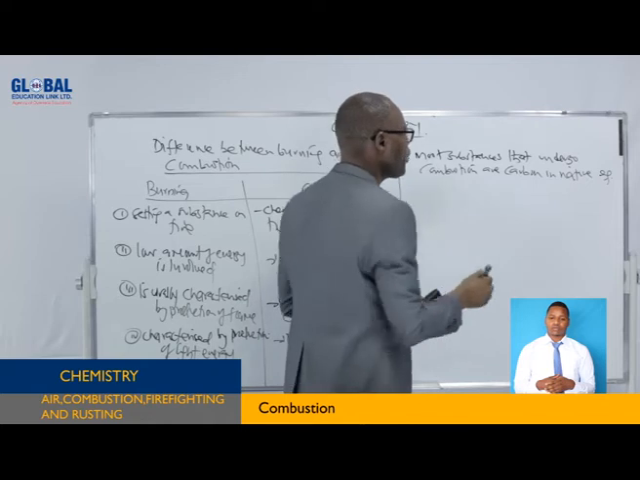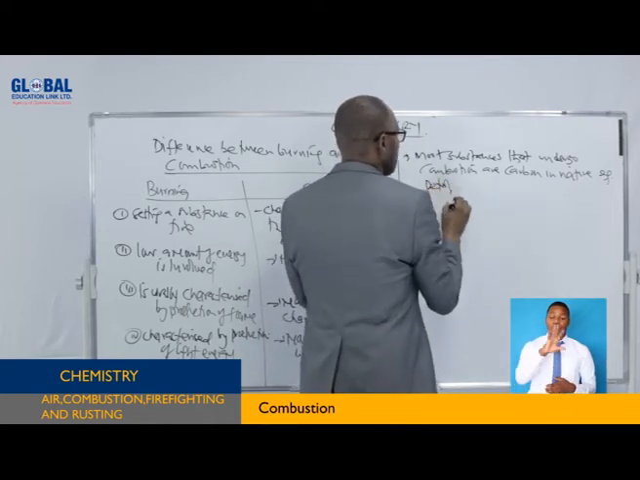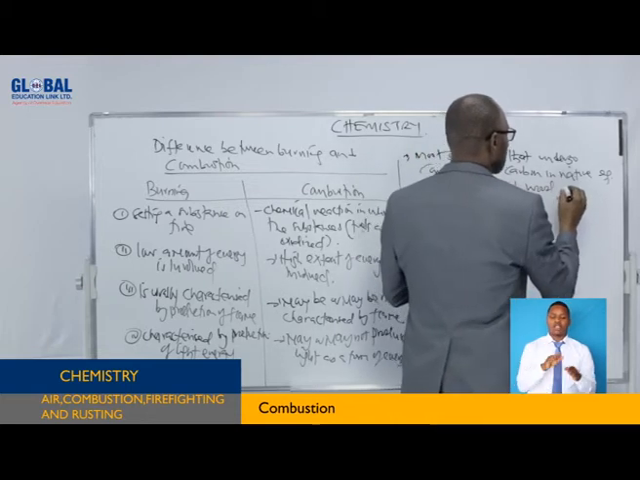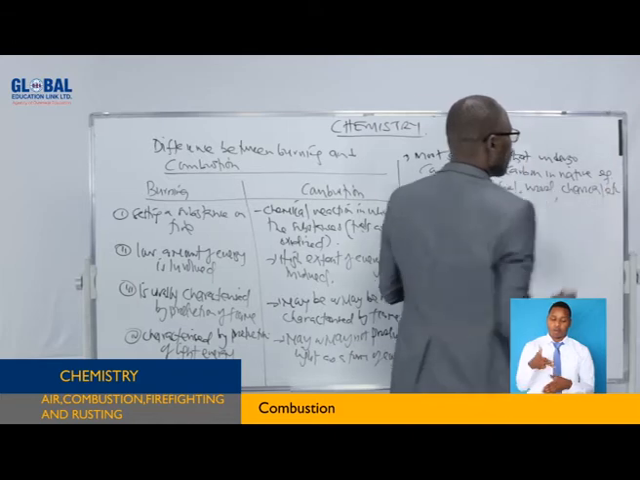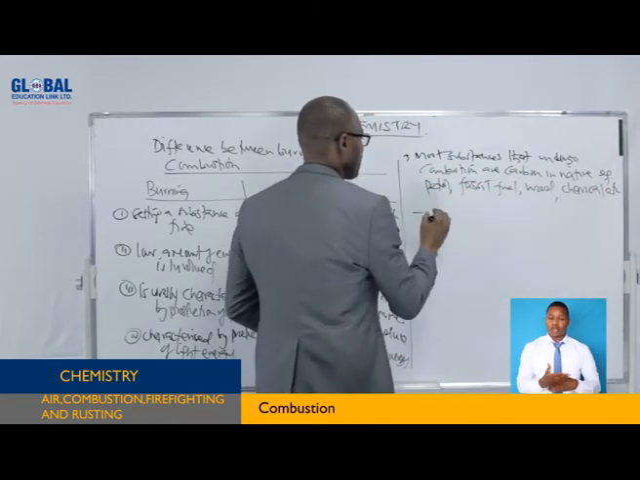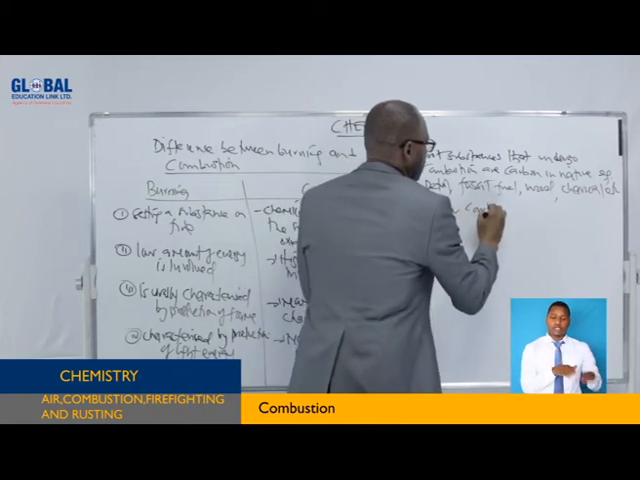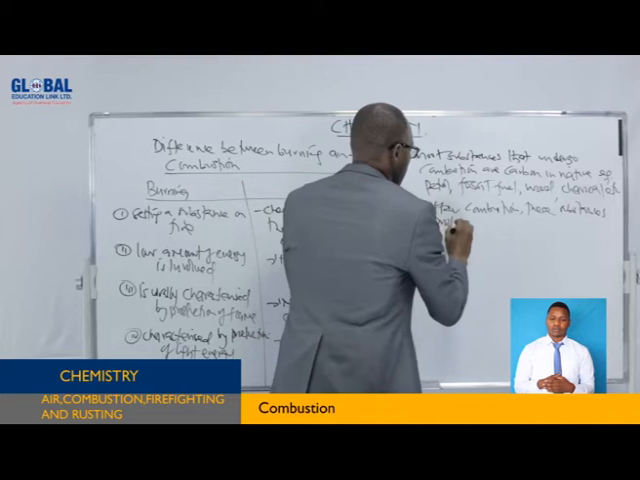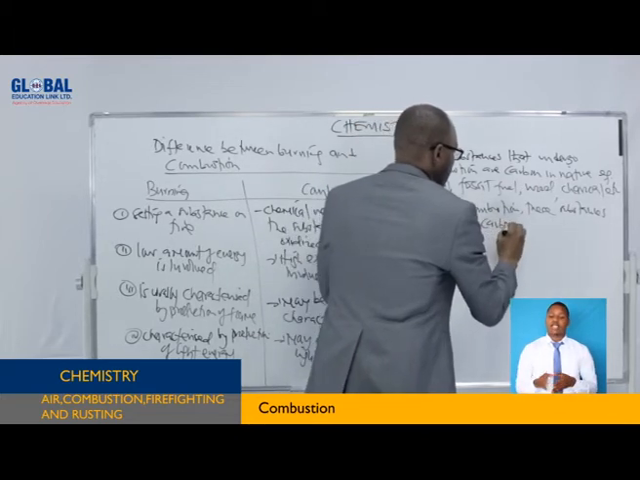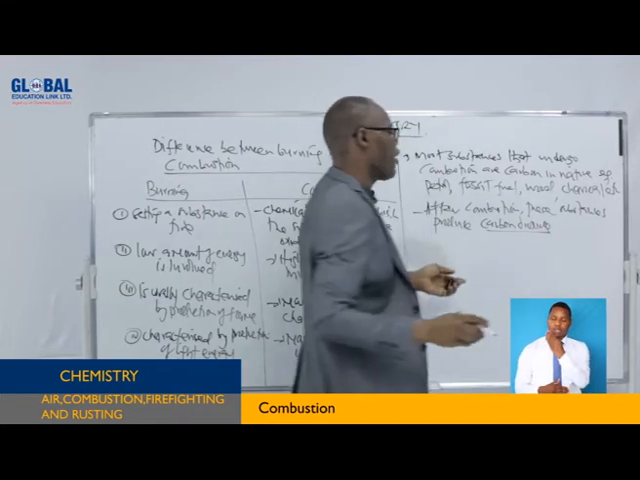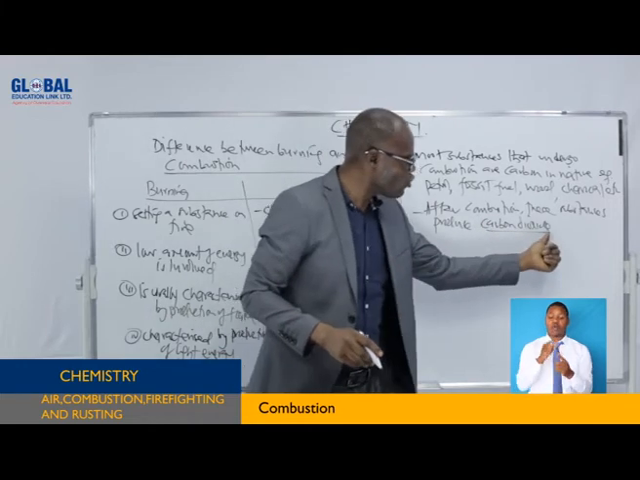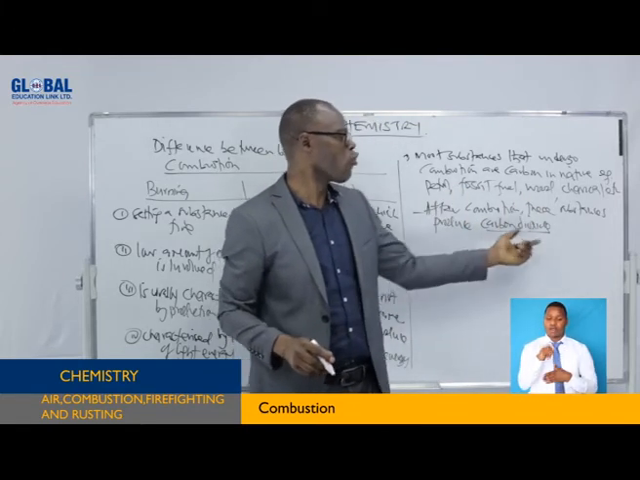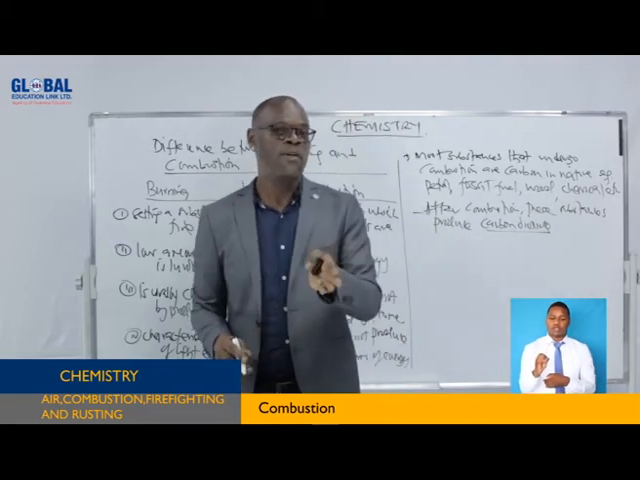Most substances that undergo combustion are carbon in nature, e.g. petrol, fossil fuel, wood like firewood, charcoal, etc. All these things are carbon in nature. And after combustion, these substances produce carbon dioxide, from the word carbon. So it means we are adding oxygen to a carbon. So if a particular substance contains carbon and it undergoes combustion, then we are adding oxygen to that substance. So we have got carbon dioxide.